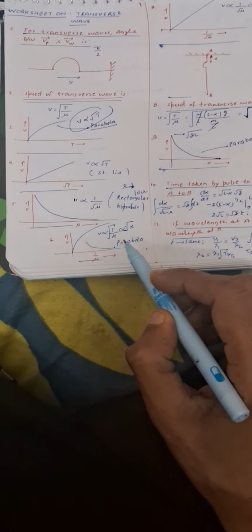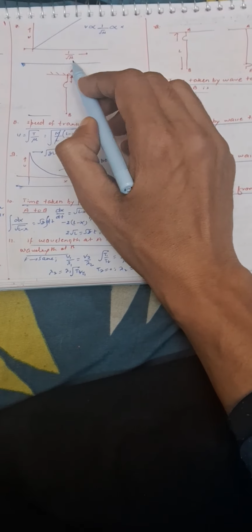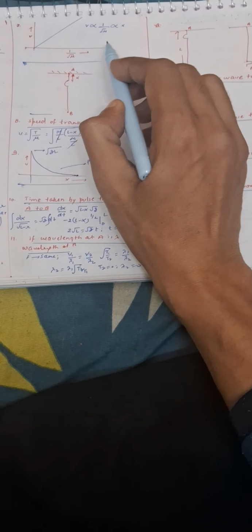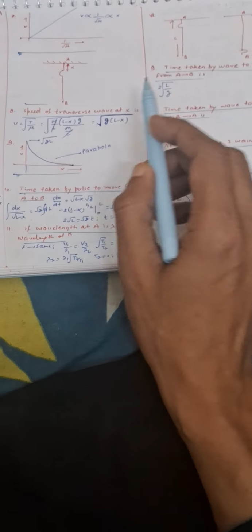Next, if we draw a graph between V versus 1 by mu, we take 1 by mu as x. So V is proportional to root x, and again the graph will be a parabola. Next is the graph between V and 1 by root mu. Take 1 by root mu as x. So V is proportional to x, and the graph again will be a straight line.